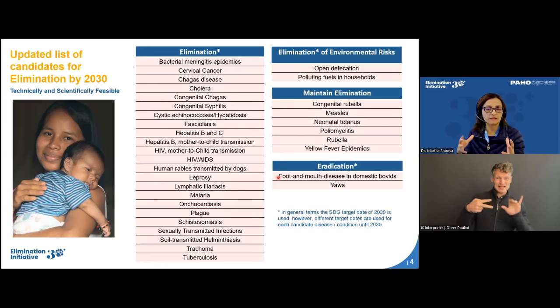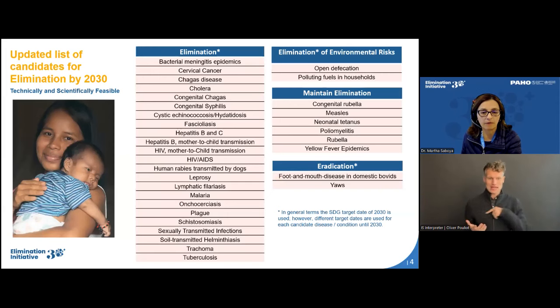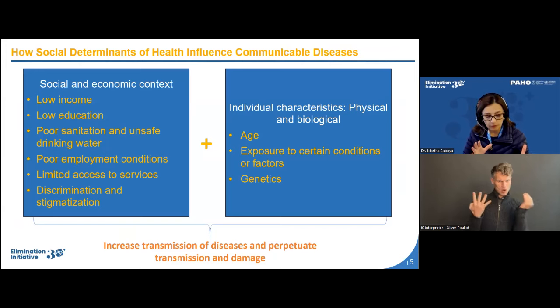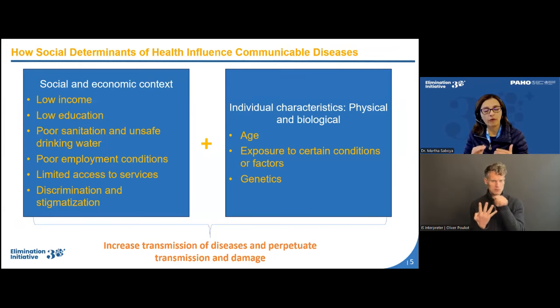So this is the group of diseases. This is a list that is active. We are reviewing the information and the evidence for other diseases that might be included in the list for elimination in the region by 2030. Now I'm going to focus the attention on one of the 4 lines of action. As Vanessa and I mentioned in the beginning of this webinar, there are 4 lines of action that are the core of the elimination initiative.